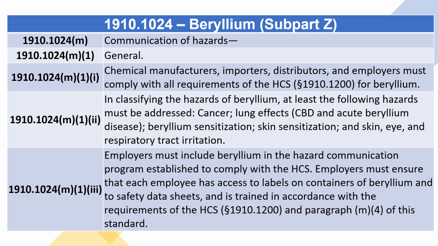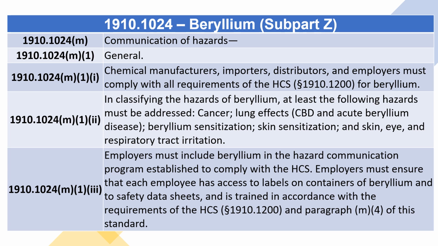1910.1024 M. Communication of hazards. 1910.1024 M1 General. M1 i through iii: Chemical manufacturers, importers, distributors, and employers must comply with all requirements of the HCS, Section 1910.1200, for beryllium.